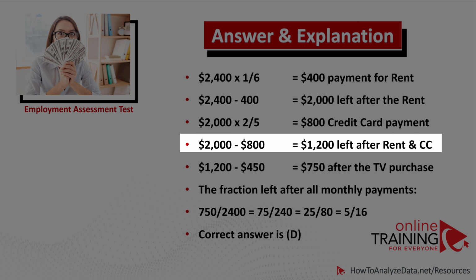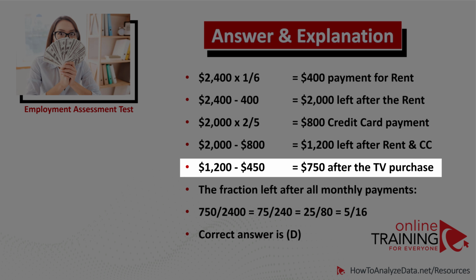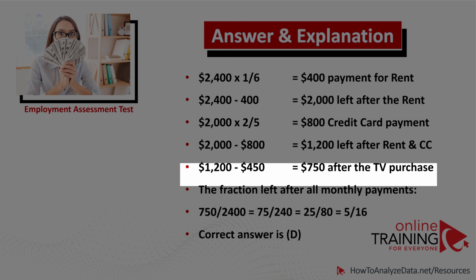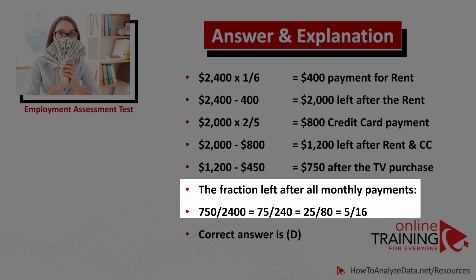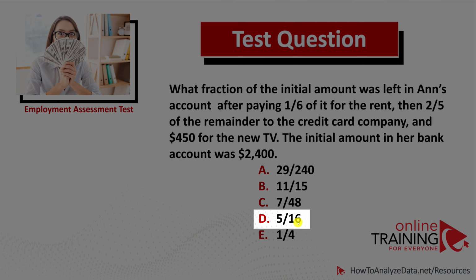After both rent and credit card payment have been made, the amount left in the bank is $1,200, which is calculated as $2,000 minus $800. And the last purchase N made is a TV, and she paid $450 for it. The amount left in the bank after N paid for the TV is $750. To calculate the fraction after N made all the payments, we need to divide $750 by $2,400. Then we divide both numbers in the fraction by 10, getting to 75/240. Then we divide it by 3, getting down to 25/80. And then we simplify it down to 5/16 by dividing both components by 5. So the correct answer is D, 5/16.